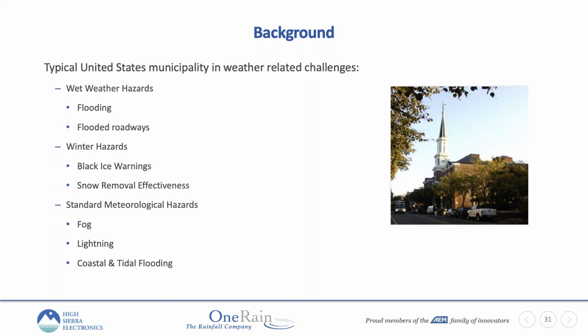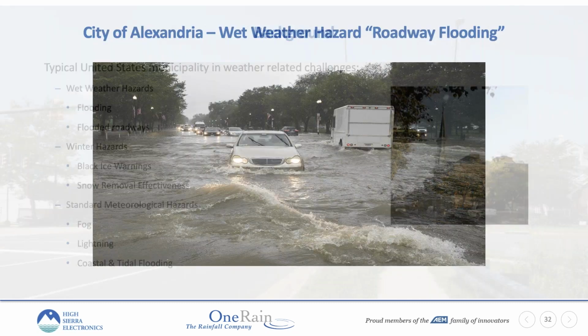We'll kind of touch on that a little bit. They do get the fog of the Potomac, so that comes to effect around the city. Even lightning plays a little bit into roadway stuff, maybe for roadway safety, but there's ways to monitor that. But the coastal and tidal flooding is a big influence of some of the stuff that we'll talk about, especially the wet weather hazards. So I think we'll kind of jump into the wet weather stuff.